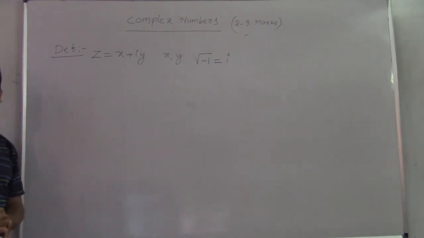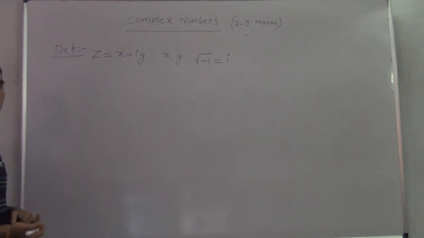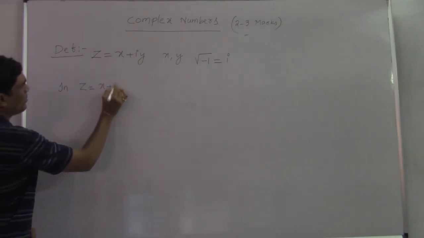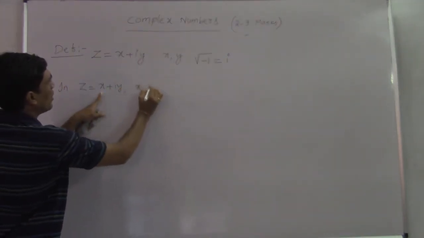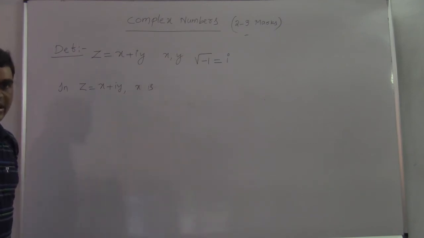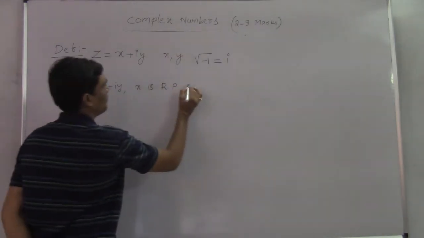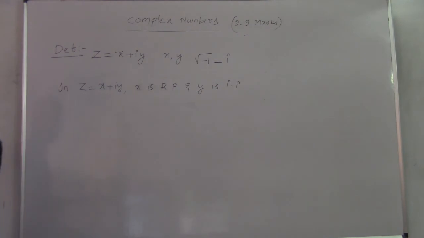Okay, below take down. Next point. In z is equal to x plus iy, x is called real part, and y is called imaginary part.